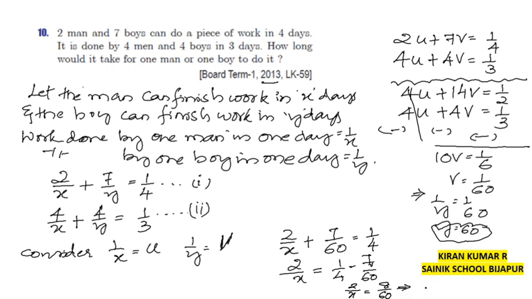This implies X will be equal to 2 times 60 divided by 8. So 2 8s are 16, so we'll be getting 15. Therefore, one man can finish the work in 15 days and one boy can finish the same work in 60 days. Let us move on to the next question.